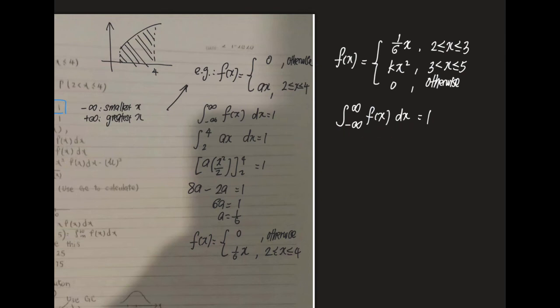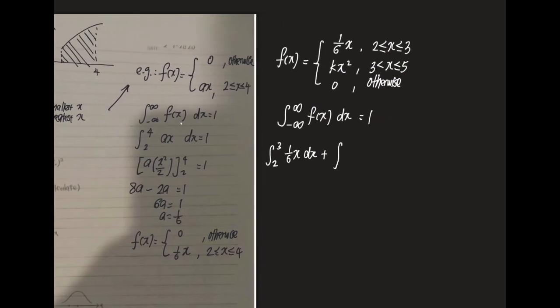We have to integrate each of the functions over its corresponding interval. The first function, integrate 2 to 3, the second function, integrate 3 to 5. The third one, no need, because the integral of 0 is still 0. Okay, so integrate 2 to 3, 1 over 6x, plus, we add up the areas, in other words, integrate 3 to 5, kx squared dx, equal to 1.